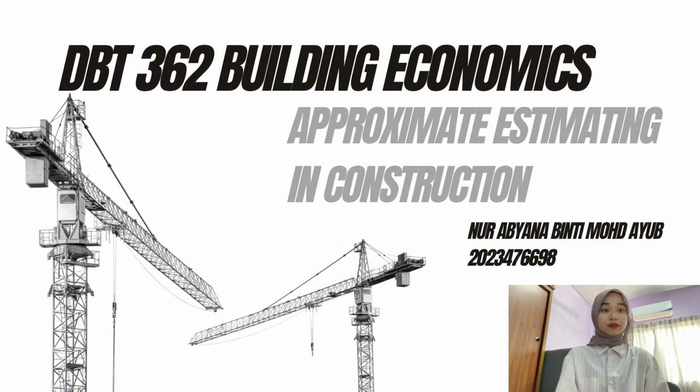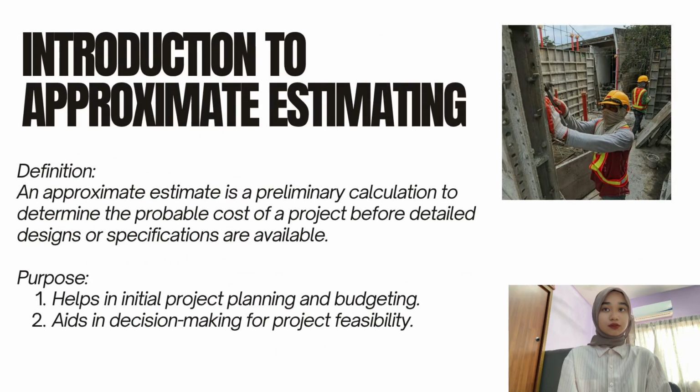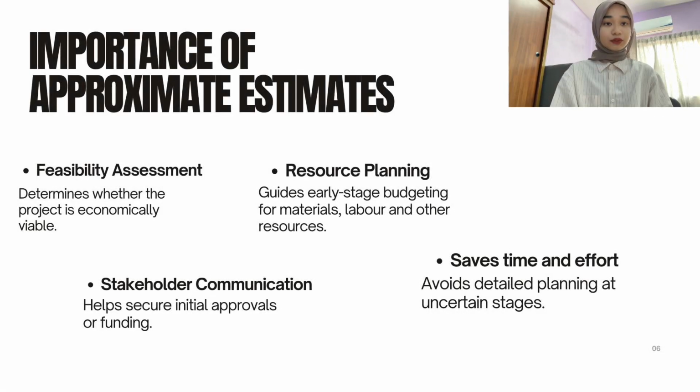Today I'm going to present for DBT362 Building Economics. The title of the assignment is Approximate Estimating in Construction. First, introduction to approximate estimation. Definition: an approximate estimate is a preliminary calculation to determine the probable cost of a project before detailed designs or specifications are available. The purpose is to help in initial project planning and budgeting, and the second is in decision making for project feasibility.